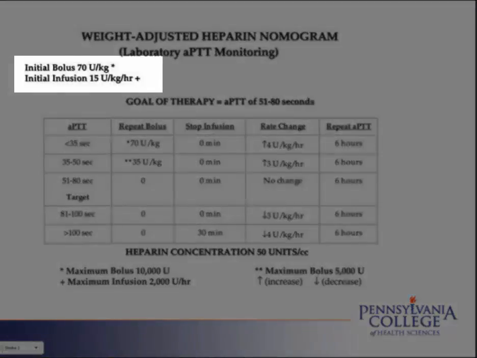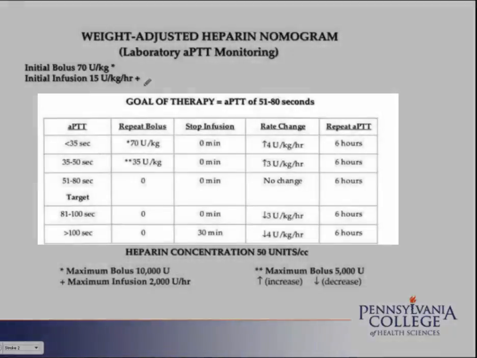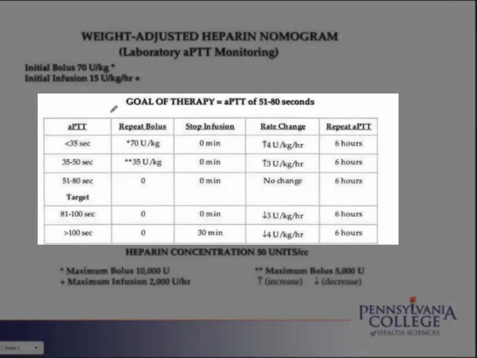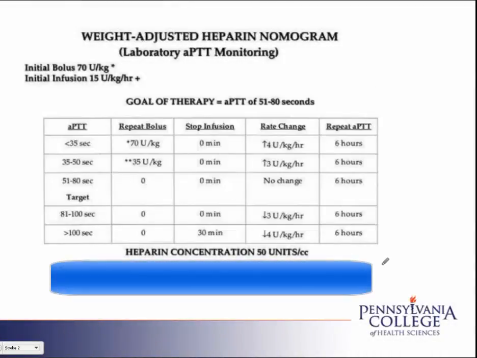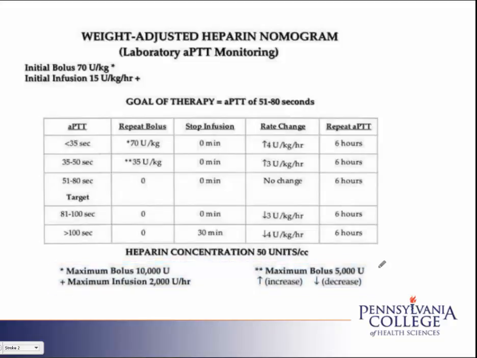First off, notice in the upper left information on the initial bolus and the initial infusion. We'll definitely be using that. In the chart itself is information from when we get our APTT result. We'll use the chart after we have our first blood test. At the bottom of the protocol are the maximum amounts. Make sure that you're never administering more than the maximum amount for the bolus, the infusion, or for a repeated bolus amount. Let's take a look at the actual problem.